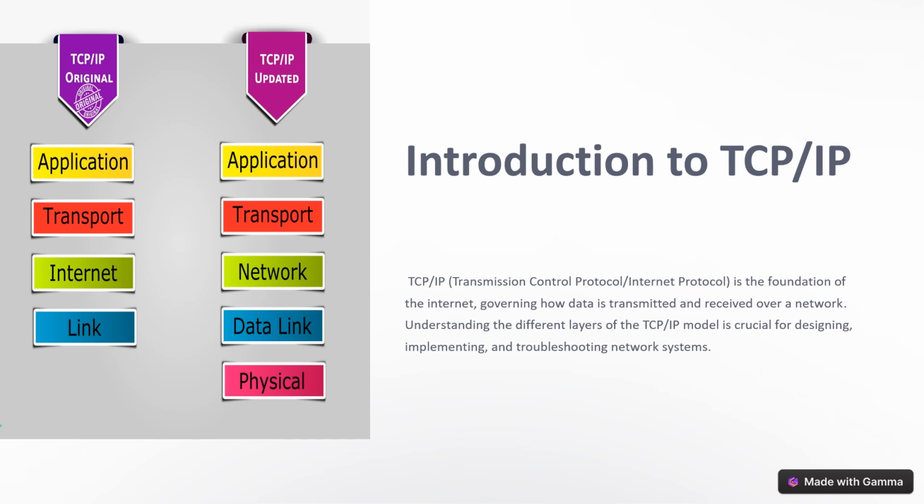Now the second layer is the internet layer. It handles the logical addressing using IP addresses and routes the data packets between devices across different networks. Now the third layer is the transport layer. It ensures reliable data transfer and provides error checking and flow control. It is also responsible for the retransmission of lost data packets. The protocols used in it are TCP and UDP.